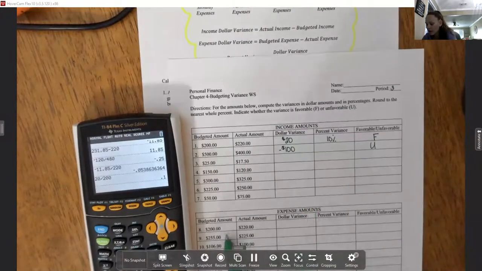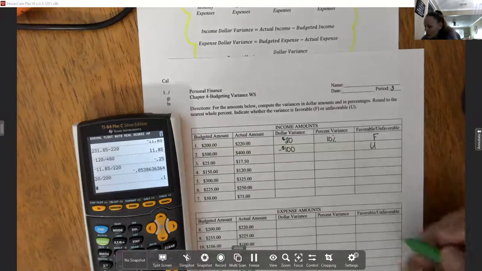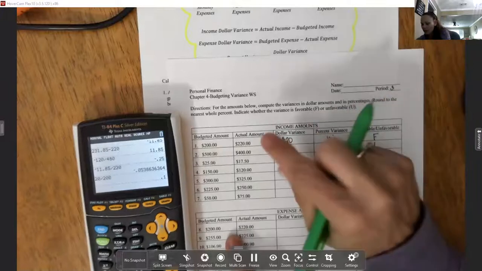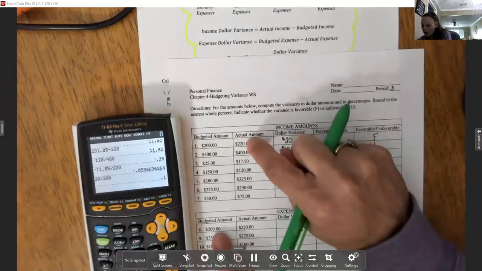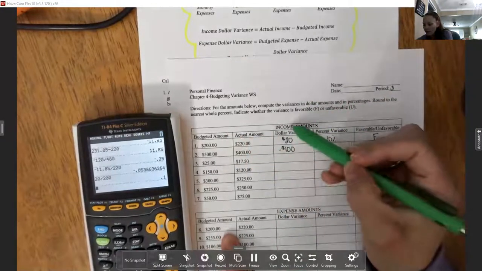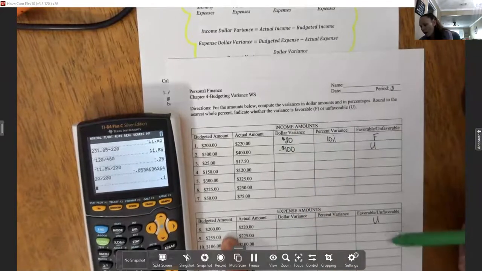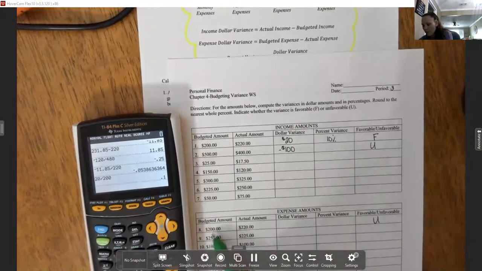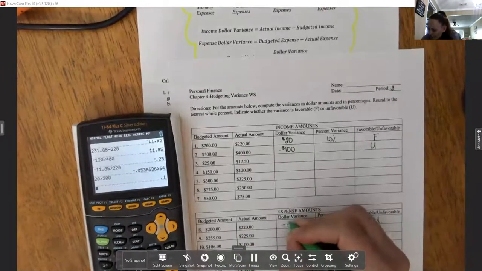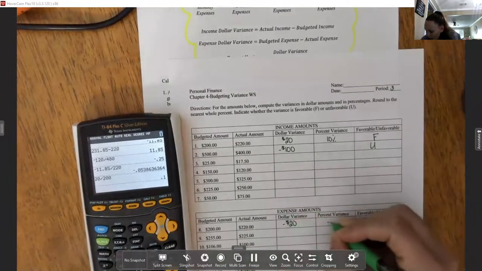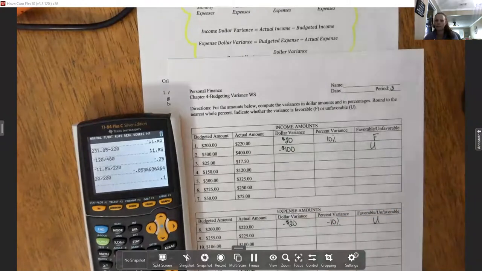Down here, expenses, I budgeted spending $200, but I actually spent $220. So it's unfavorable. Notice these first ones are the exact same, 200 and 220. But this was income, this is expenses. They work opposite ways, right? I planned on spending 200, I spent 220. So this is negative $20 or negative 10%.